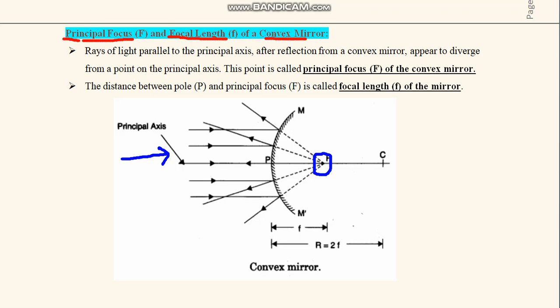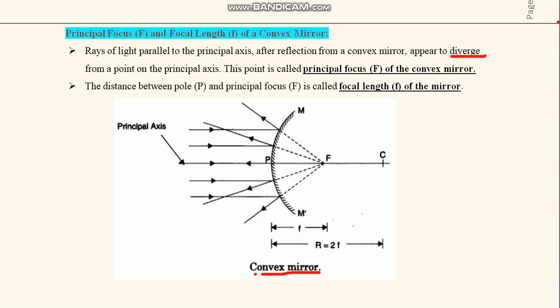So by definition, the rays of light parallel to the principal axis after reflection from a convex mirror appear to diverge from a point on the principal axis, and this point is called the principal focus of the convex mirror. And the distance between the pole and principal focus is called the focal length of the convex mirror. Note here that since a convex mirror diverges the parallel rays of light falling on it, it is also called a divergent mirror.